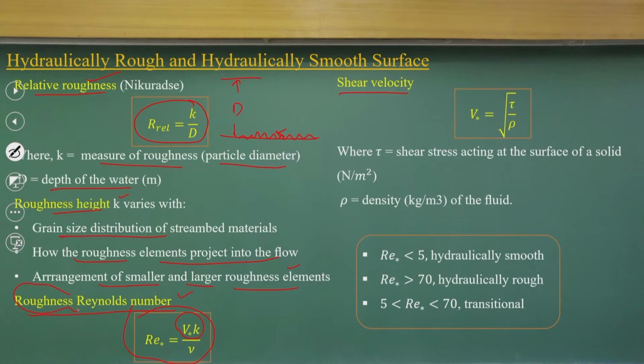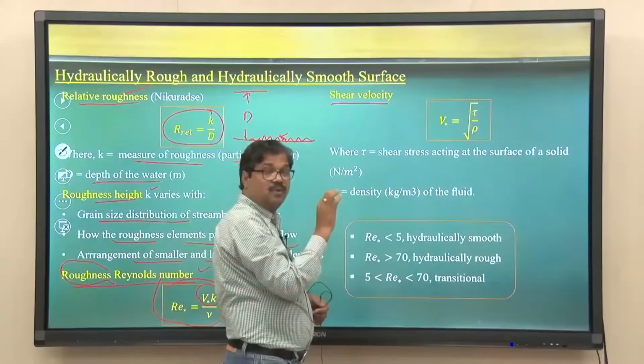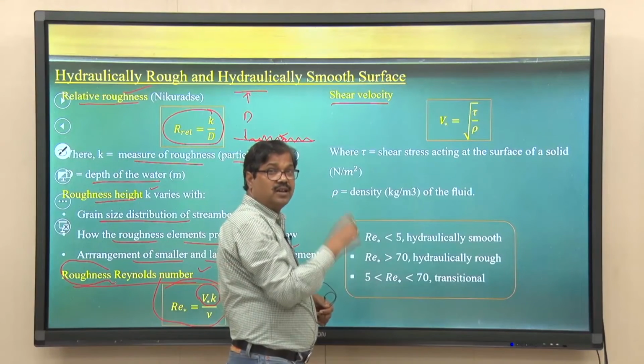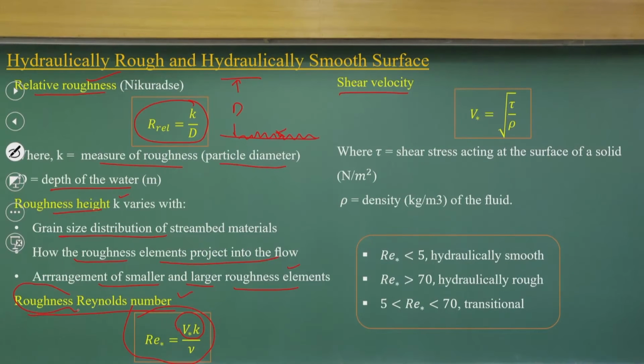What is the shear velocity? It is actually shear stress expressed in terms of a velocity unit. That is the reason we divide by rho and take the square root, which gives the unit meter per second. So tau is the shear stress acting on the surface and rho is, as you know, the density.